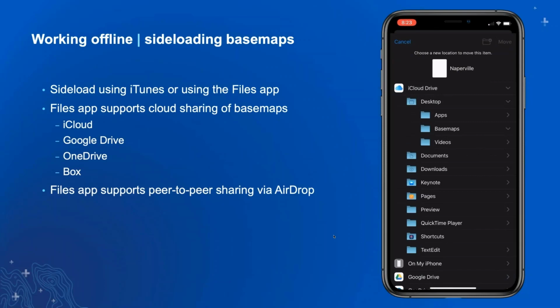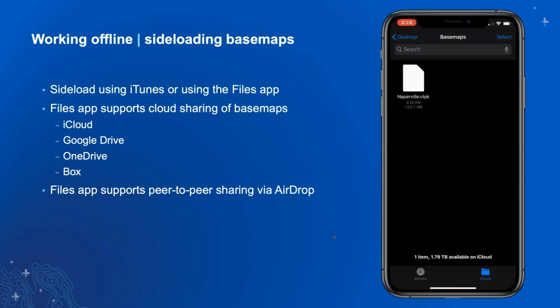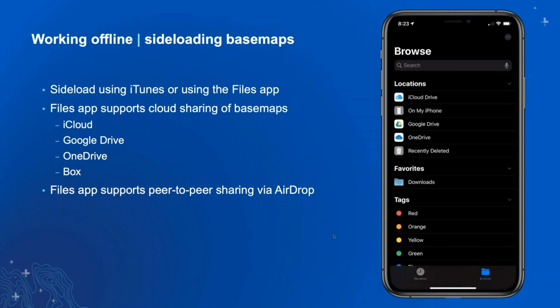And onto our device, we're going to click on my iPhone and go into Collector and then drop it in that location and hit the copy button at the top. And now that is available to Collector to use either in the Basemap tool or when I'm downloading a basemap that's been defined to have a sideloaded basemap.